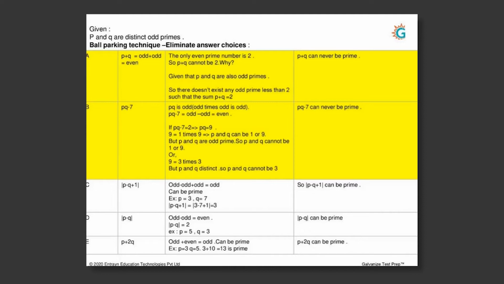I've just followed an analytic approach. Simple way of using odd plus odd, odd times odd, odd plus even, odd times even. Only that I've used here. Now moving on to option C.